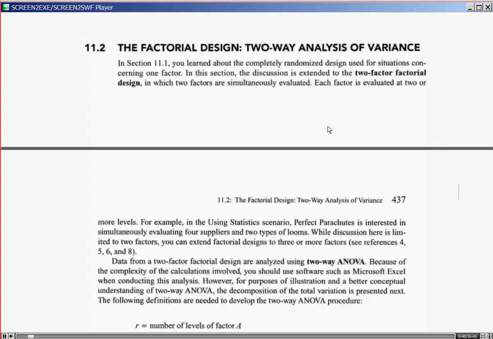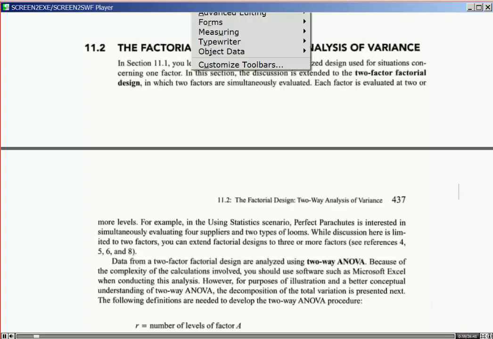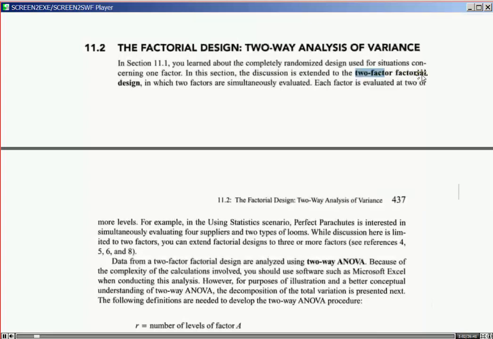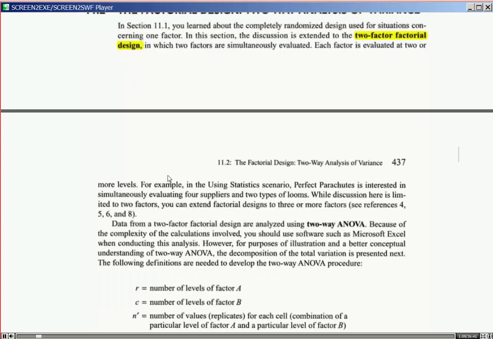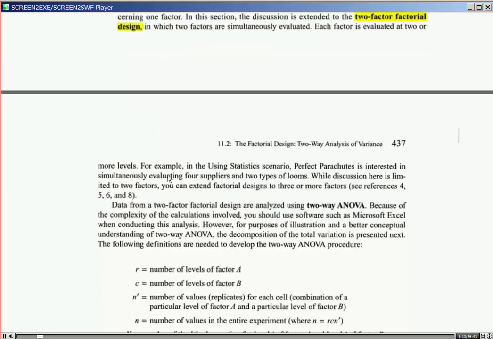Let's just read what they write. In section 11.1, you learned about the completely randomized design used for situations concerning one factor. In this section, the discussion is extended to the two-factor factorial design. Let's highlight this. Two-factor factorial design, in which two factors are simultaneously evaluated.